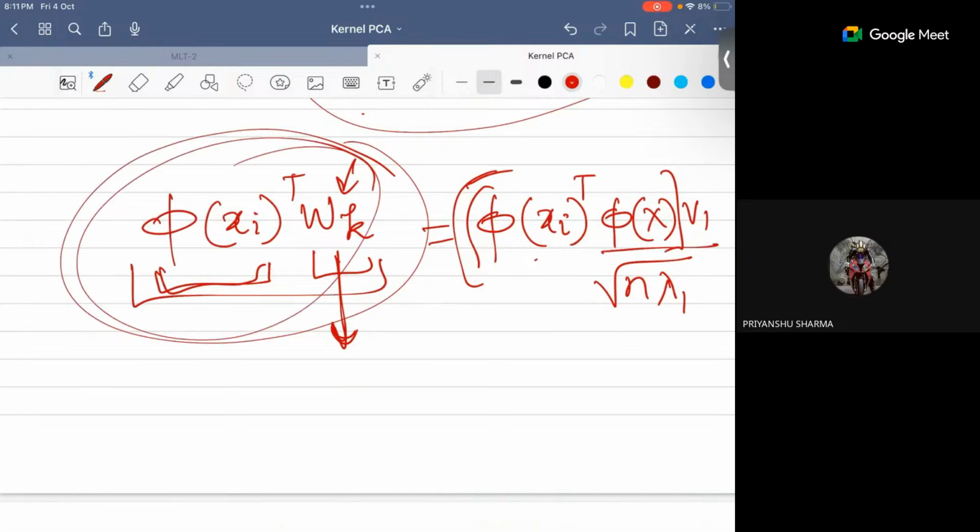Correct. So what we have done is we try to store the scalar projection, and when we store the scalar projection, that becomes phi of x i transpose w k. And then we write the value of this w, that is the eigenvector, as phi of x times v i. v i is the eigenvector corresponding to what? Can somebody tell me the shape of this whole thing?